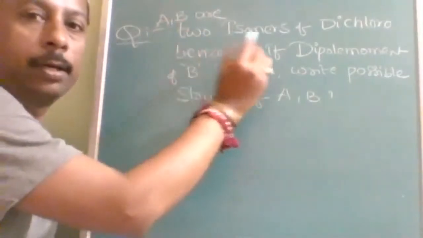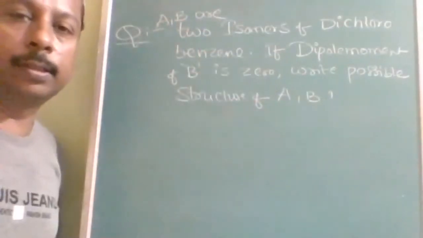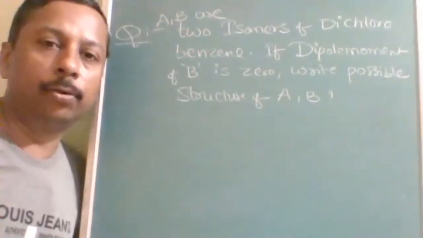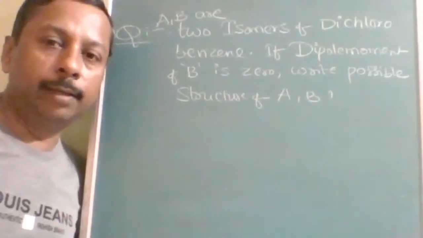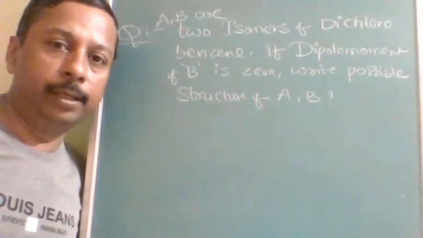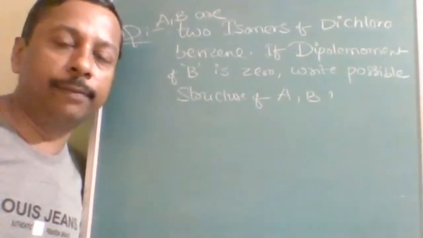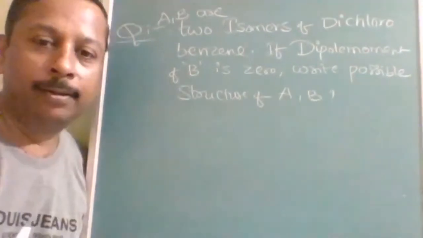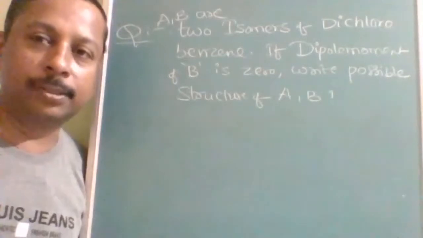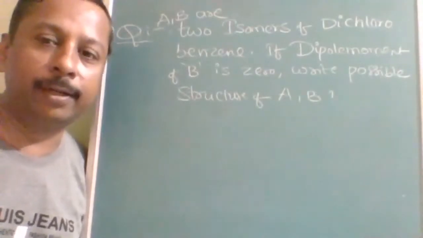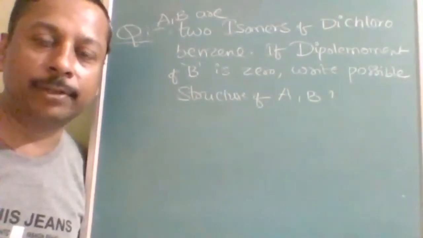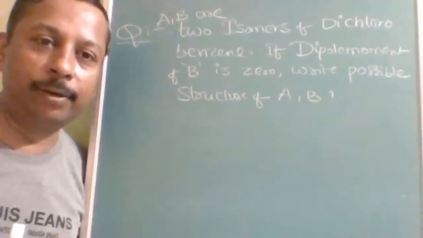A and B are two isomers of dichlorobenzene. If the dipole moment of B is zero, then write possible structures of A and B. Okay, I am explaining because this chapter may not be covered in your earlier classes. If covered also, I cannot be assured.